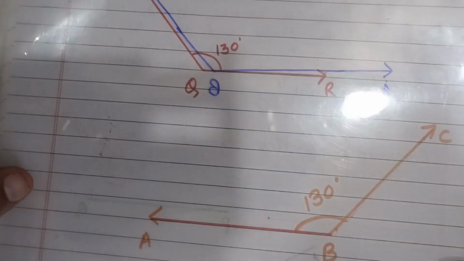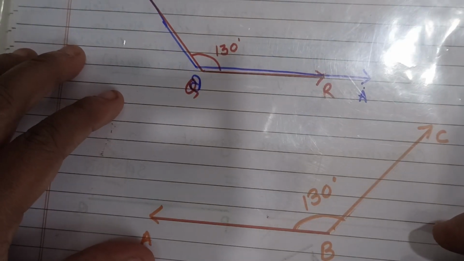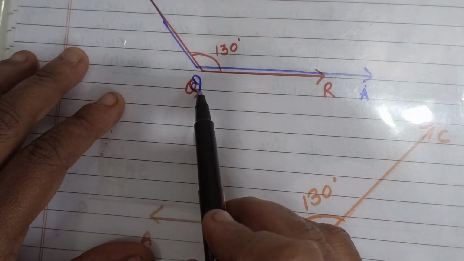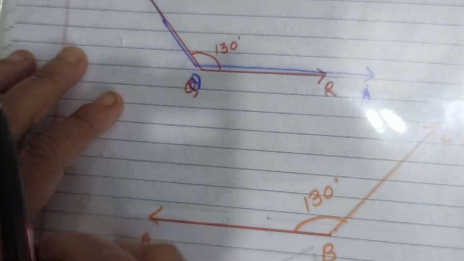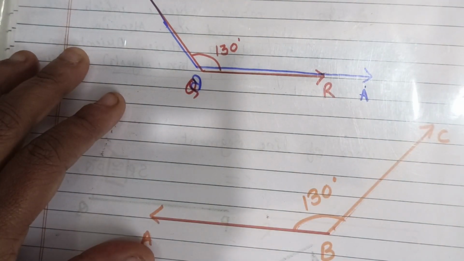I will turn it back and now you can see that B and Q are overlapping each other. C and P are overlapping each other. A and R are overlapping each other.